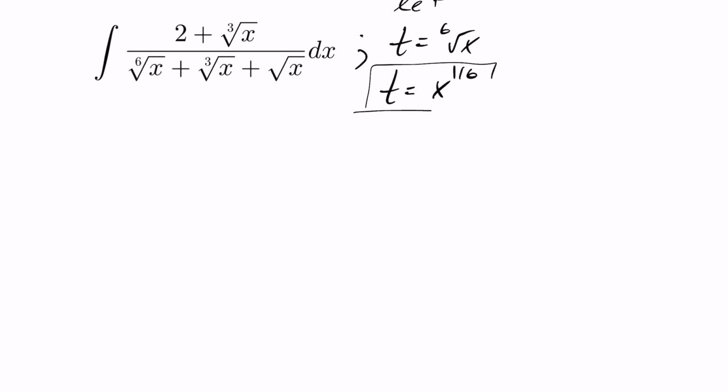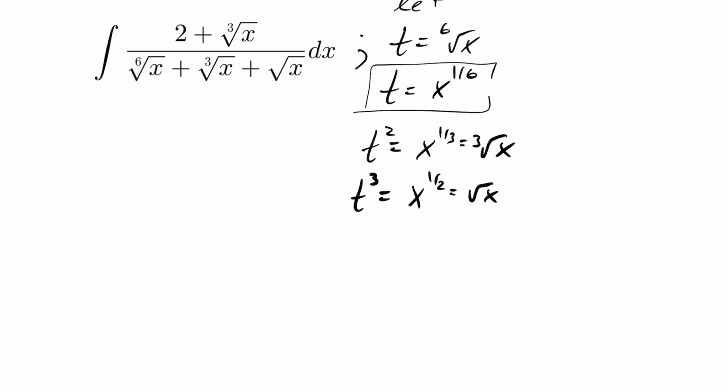And we want to get rid of all these cube roots and sixth roots and square roots and write this with respect to t. So I can go ahead and do that. If I square both sides here, I'm going to get t squared is x to the third, which is my third root of x. If I raise this to the power of 3, I'm going to get x to the power of 1/2, which is my square root of x. So I know I can replace the cube root of x with t squared, the square root of x with t cubed, and the sixth root of x will be t. So that takes care of a lot of these here.